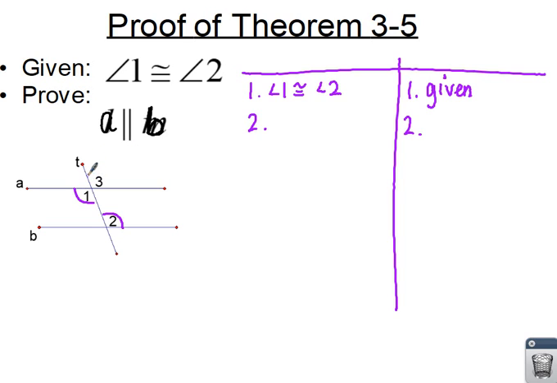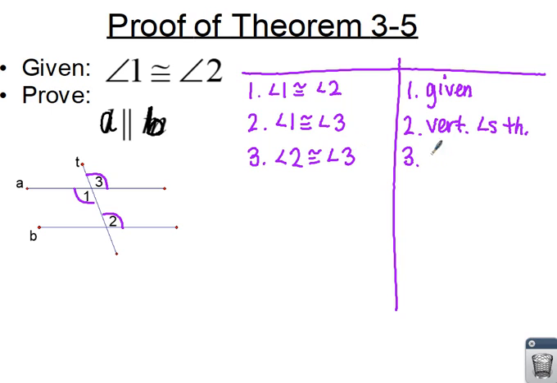So if we look at our picture, we have angle 1 and angle 3 that are vertical angles, so they're congruent. So we'll put angle 1 is congruent to angle 3 by vertical angles theorem. Then we can do a little transitive substitution kind of thing. We've got angle 1 is congruent to angle 2 and angle 1 is congruent to angle 3. So that means angle 2 is congruent to angle 3 by transitive property or by substitution, however you see that, because sometimes they kind of look like the same thing.